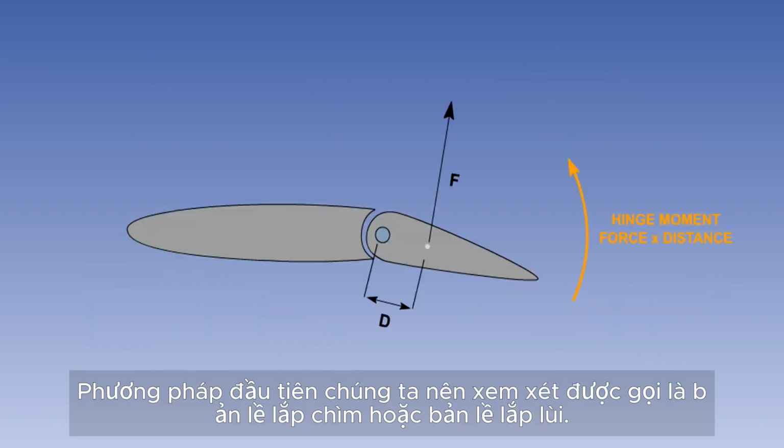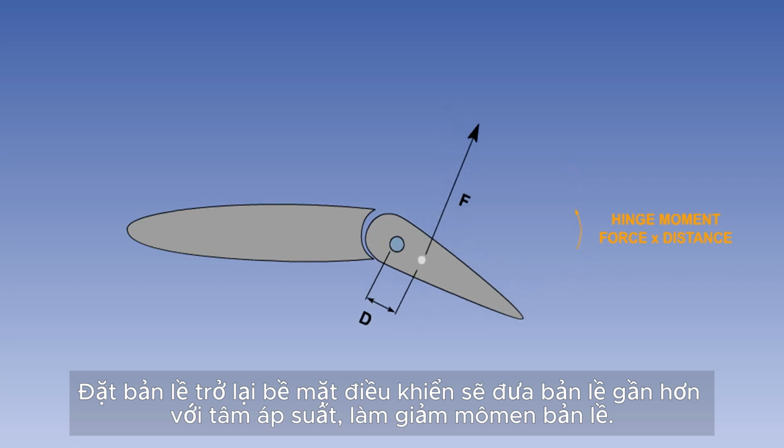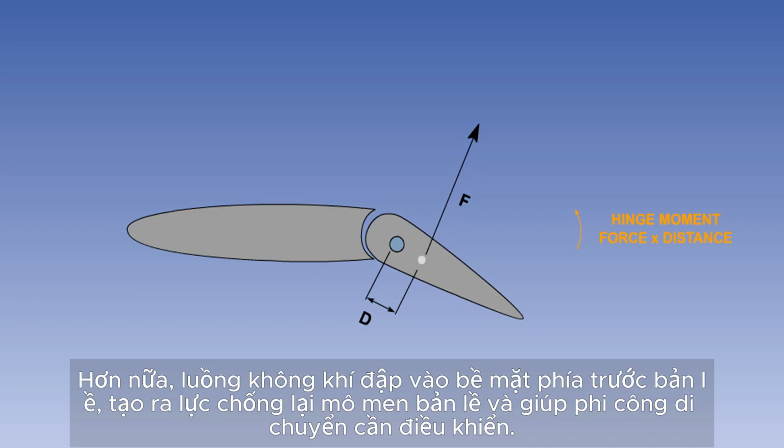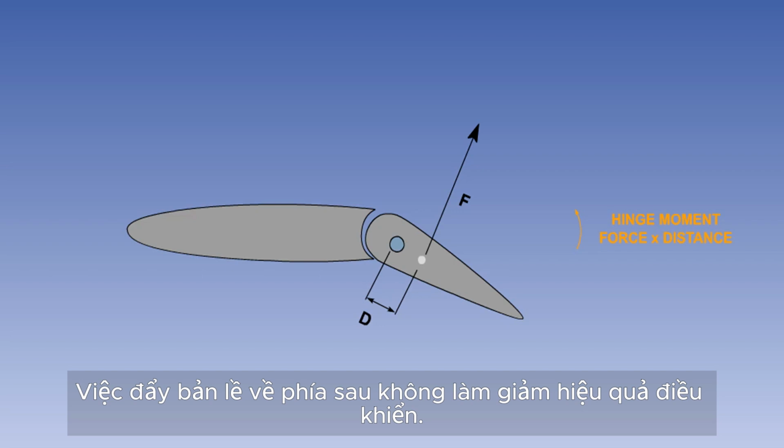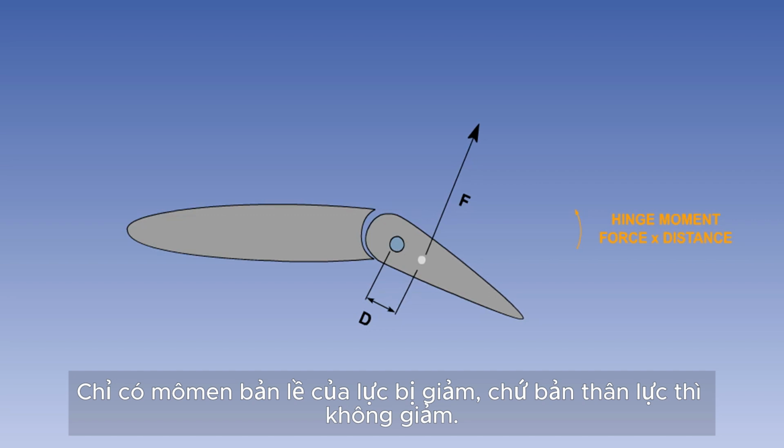The first method we should look at is called the inset or setback hinge. Setting the hinge back in the control surface puts it nearer the centre of pressure, causing the hinge moment to be reduced. Furthermore, the airflow strikes the surface forward of the hinge, exerting a force which opposes the hinge moment and helps the pilot move the control. Setting the hinge back does not reduce the effectiveness of the control. Only the hinge moment of the force is reduced, not the force itself.